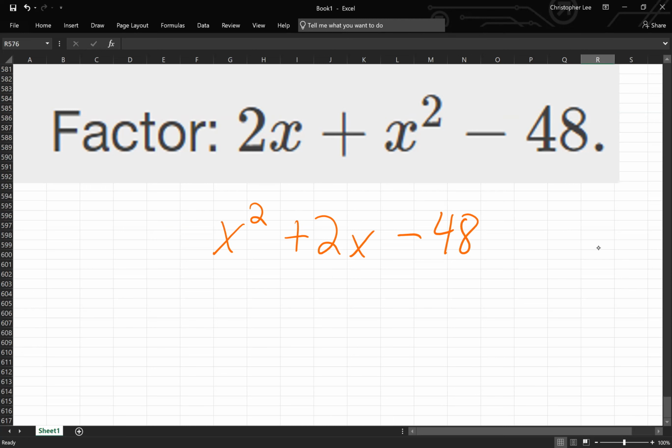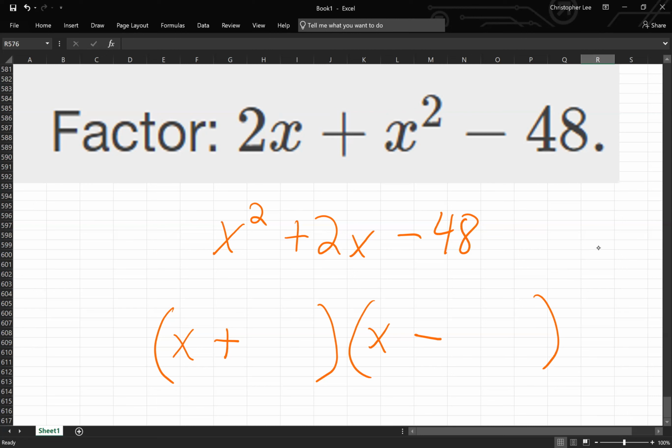Let's rewrite it into something that we know how to do. But check this out now. I'm still going to have the factors out here, just like this. We're still going to have our x here and our x here, but my C term is negative. So what does that mean? From multiplication, how do I get a negative number? One of them has to be positive and one has to be negative. So I need two numbers that multiply to 48 and add up to positive 2.